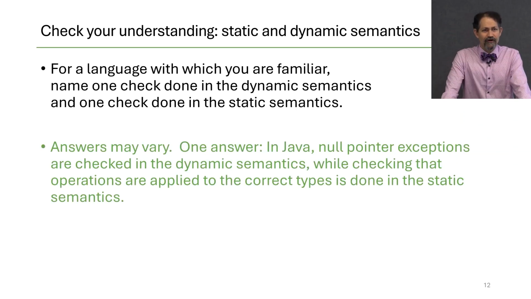For this question, answers may vary. One answer is that in Java, null pointer exceptions are checked in the dynamic semantics, while checking that operations are applied to the correct types is done in the static semantics.